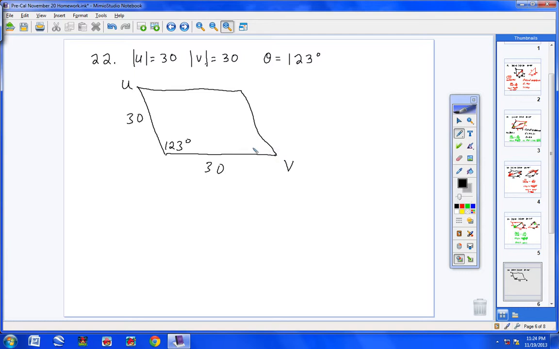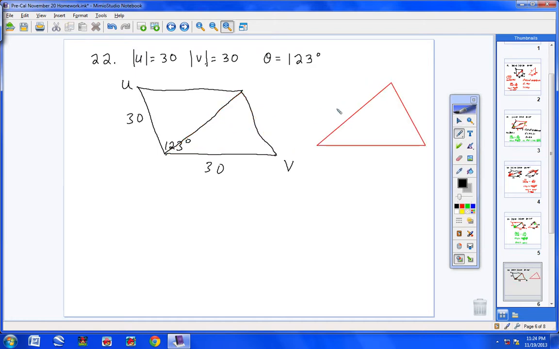And when they ask you to find the resultant or the sum of u and v, that's the exact same thing as finding the length of this diagonal right there. So that's what we're going to do. We're going to find the length of that diagonal, and of course I'm going to cut this triangle out like this so we can see it over here.